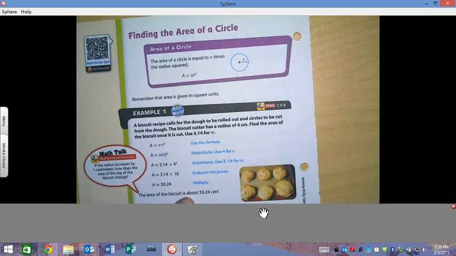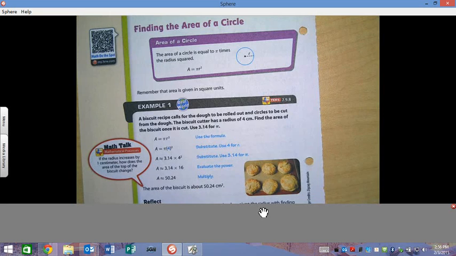So, on the back of the first page, we have finding area of a circle. The area of a circle is equal to pi times radius squared. That's what we just found in our Explore activity. And our area is always given in square units. Whether we're finding area of circles, squares, rectangles, parallelograms, or triangles, it doesn't matter. Area is always square units.